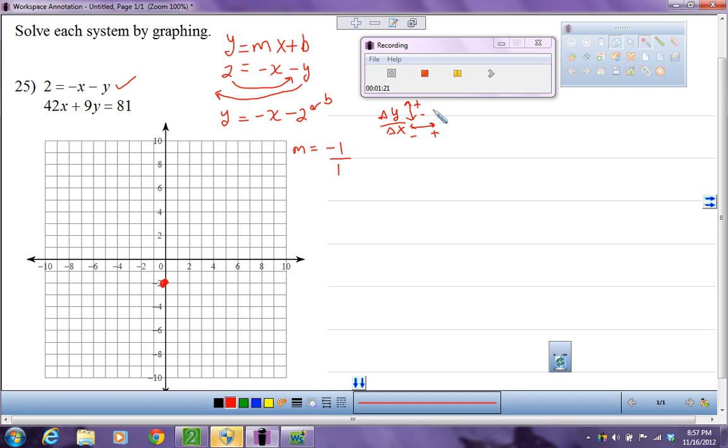We have a negative 1, so I'm going to be going down 1, over a positive 1, which means I'm going to go to the right. So from this starting point, I'm going to go 1 down and 1 right. And if I continue the path, it's actually coming this way.